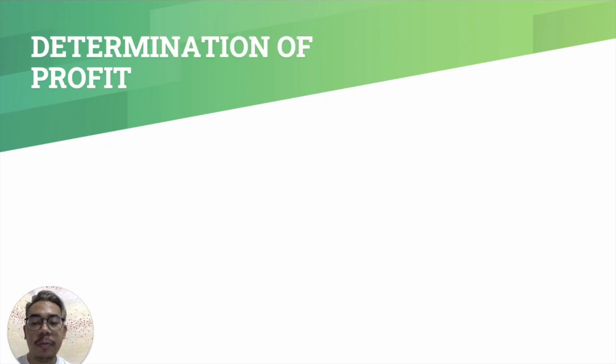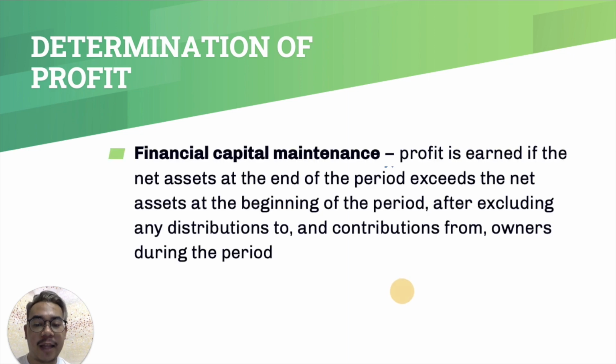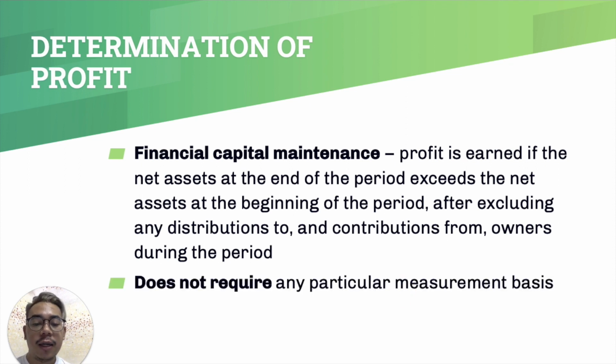So how do we determine profit? Depende sa concept of capital. If we use the financial concept, then we have the financial capital maintenance. There is profit if the net assets at the end of the period exceeds the net assets at the beginning of the period, after excluding any distributions to and contributions from owners during the period. Under this capital maintenance, it does not require any particular measurement basis. So you can use historical cost or current value. You can use any measurement basis.